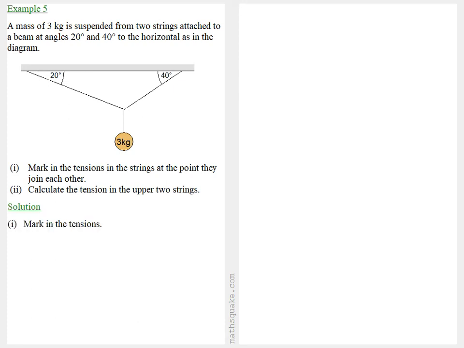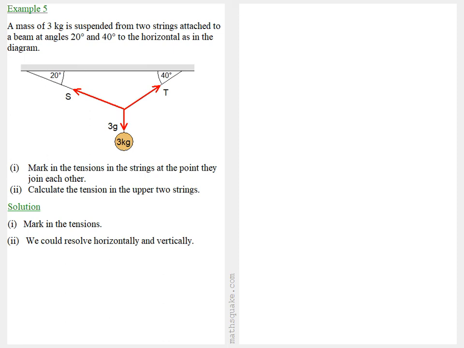Well, in the first string at 20 degrees to the horizontal, we can draw in a force marked S. In the second string at an angle 40 degrees to the horizontal, we can draw in a tension T, and the string attached to the weight will have a tension 3g. Now in part 2, we're asked to calculate the tensions in the upper 2 strings.